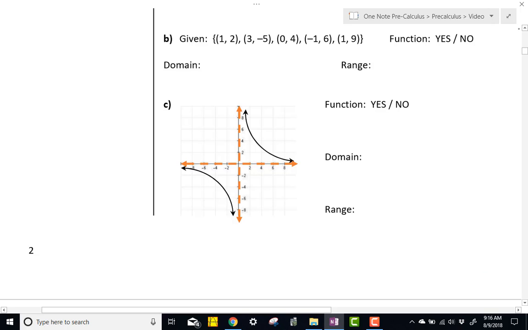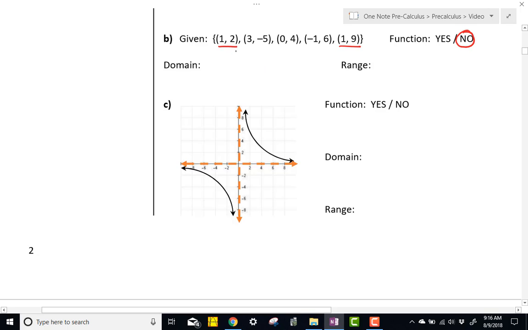Okay? Letter B, function or not a function. So the first thing I'm going to do is go through and look for repeating x values, and I see one here and here. This is a no. That is definitely not a function. What's the domain of that function? It's all of the x values.